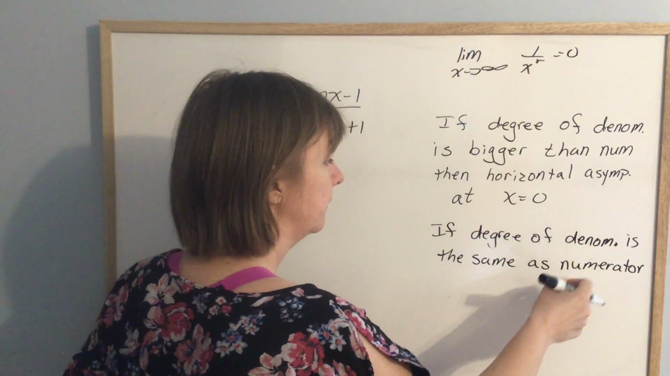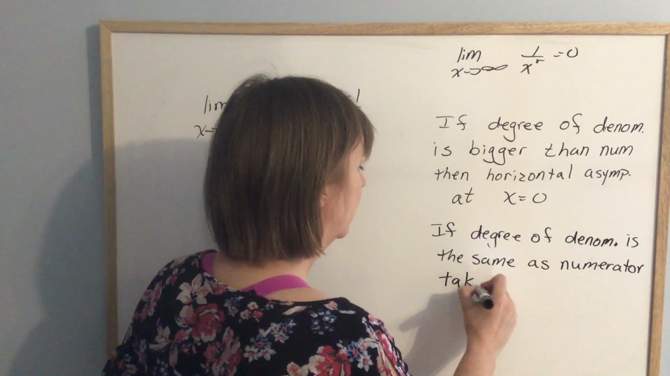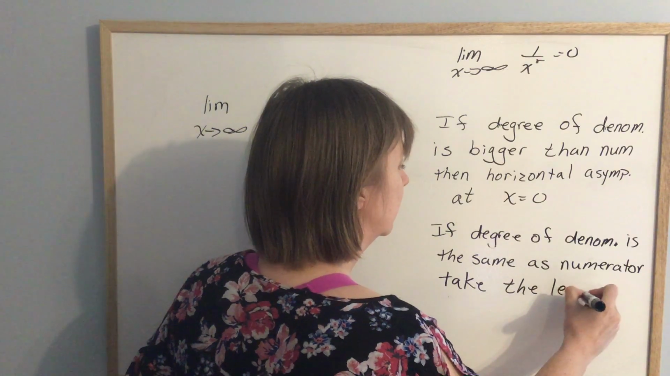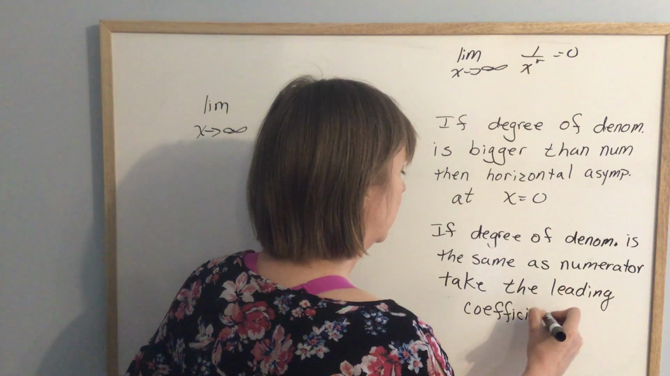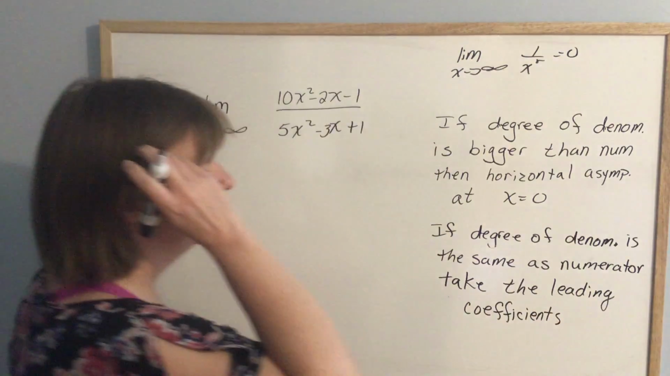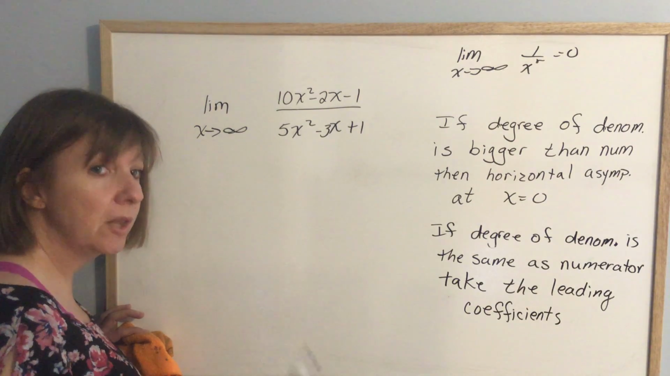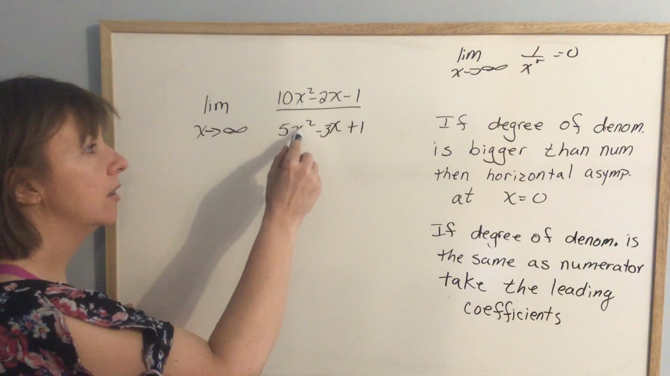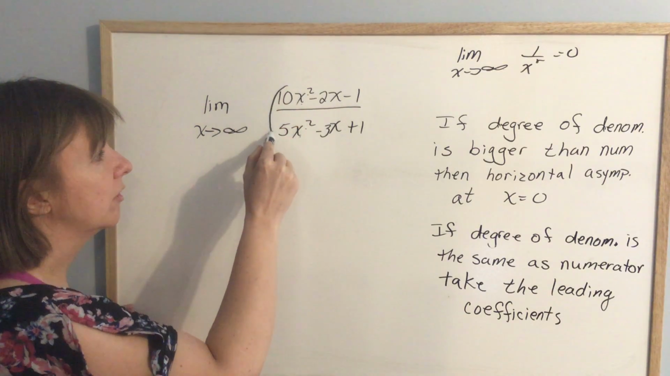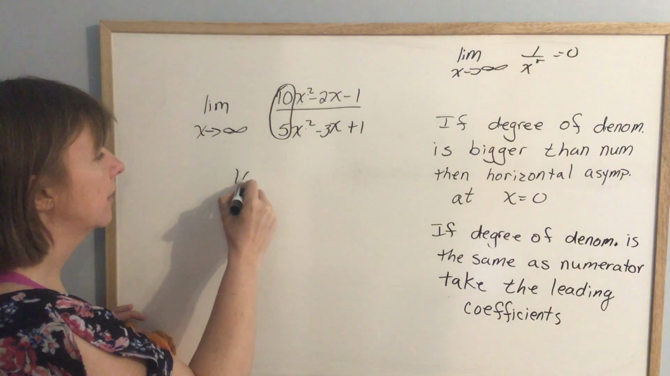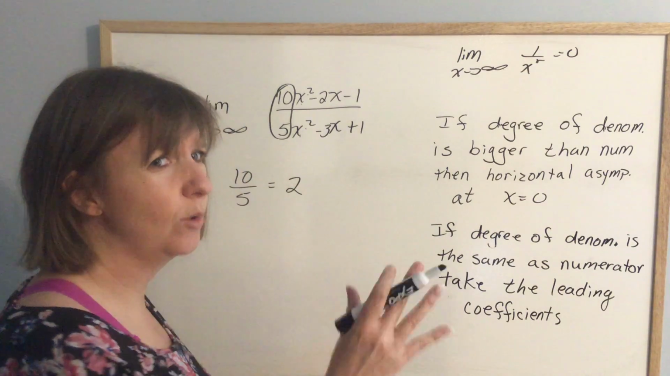If the degree of the denominator is the same as the numerator, now this takes a little bit of explaining, but what I said was take the leading coefficients. Let me explain again what that means. I have an x squared over an x squared. That's the highest exponent on the top. That's the highest exponent on the bottom. Take the coefficients, take the numbers in front of that. 10 over 5, which is 2, which was the answer I had way down here when I was doing all that fancy stuff.